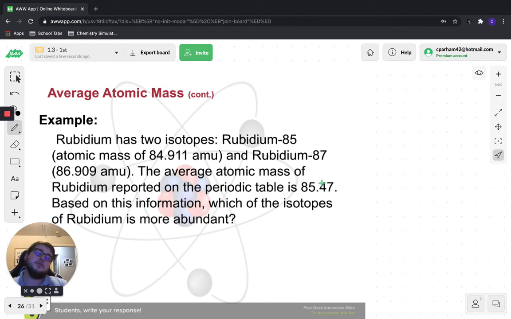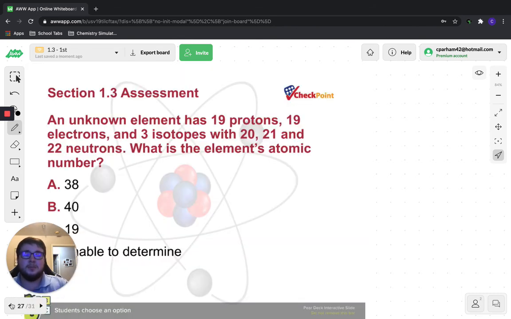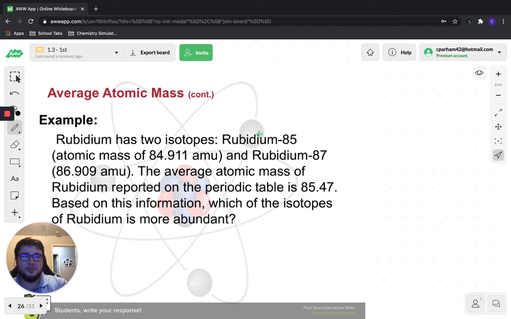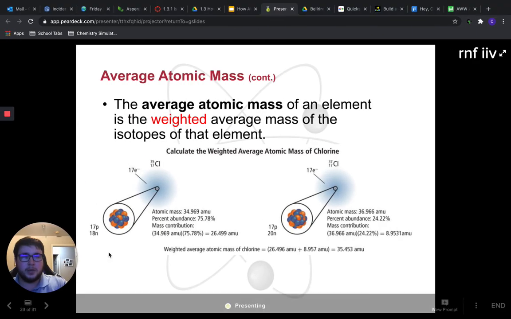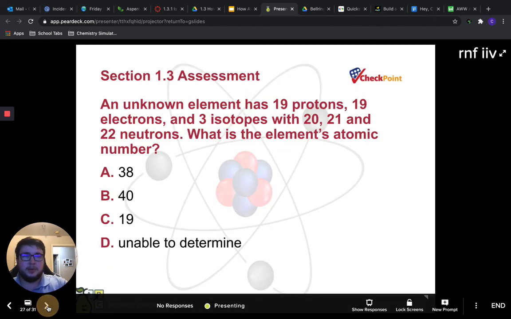Right? So if I'm more likely to find 85, my answer will be closer to 85. If I'm more likely to find 87, my answer will be closer to 87. So that's what this question is asking. Figure out which one of these you think is more abundant. Pause, answer, come back, and I'll give you the answer right now. Oh, I didn't give you the answer. But spoiler alert, it is rubidium 85, because look, 85.47 is closer to this number than it is to this number. So this number has to be the more abundant one. And I just realized I've not even been doing it on here. I've been doing it on the whiteboard.